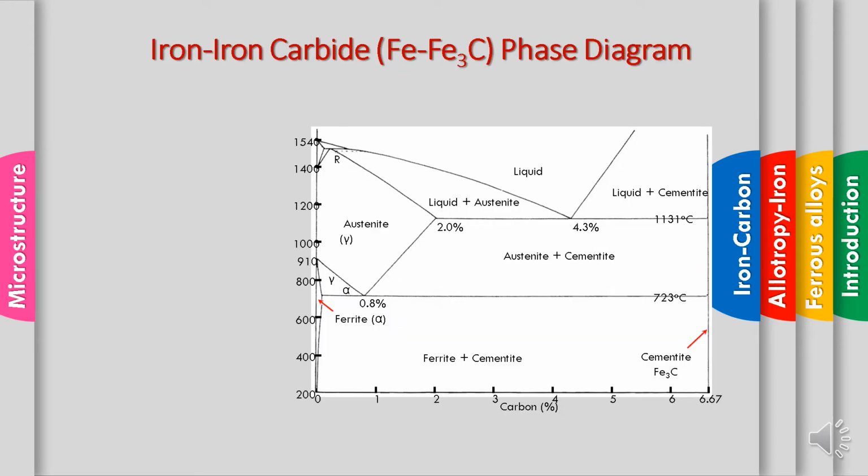Okay, this is the iron carbide, or Fe3C, phase diagram. Previously, from the previous chapter, we already learned about phase diagrams for different material combinations. So this is the iron carbide phase diagram. As you can see, the temperature ranges from 200 to 1540 degrees Celsius. And we can see there are many lines here, from the upper higher temperature.